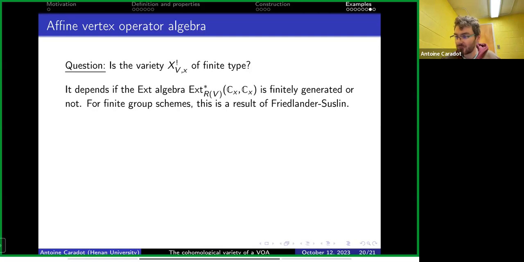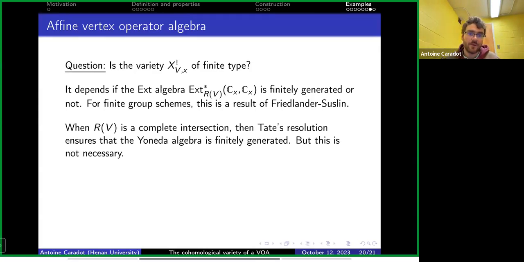So for finite group schemes, this is already known. If instead of RV you have the group algebra of some finite group over finite fields, then Friedlander-Suslin showed that this is finitely generated. The Yoneda algebra is finitely generated in this case. It's even a Hopf algebra. So this is kind of the perfect case. But for our purpose, we still don't know.